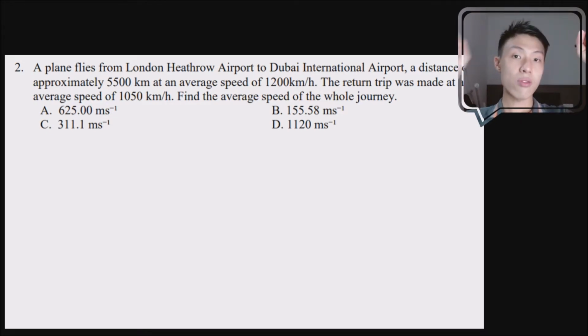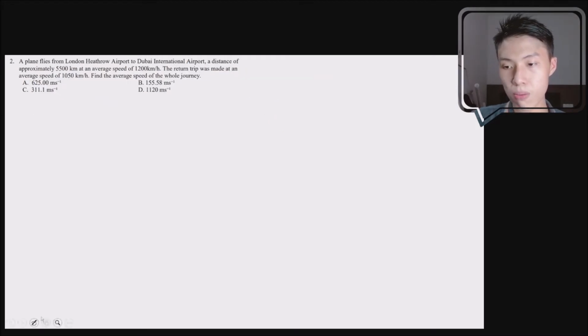Then after you reach Dubai International Airport, you return to London Heathrow Airport, and the return trip was made at an average speed of 1,050 km per hour. So the to and the fro journey have different average speeds. That's the issue. And now they ask you to find the average speed of the whole journey. So let's try to visualize the situation by drawing a very simple diagram.